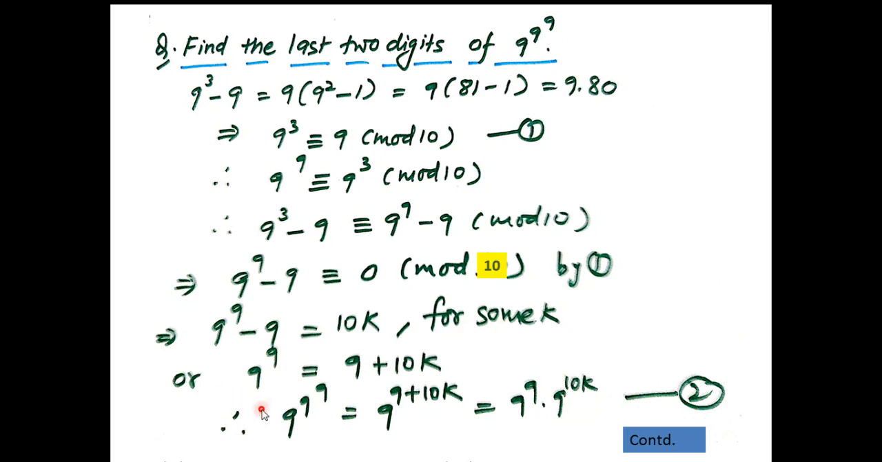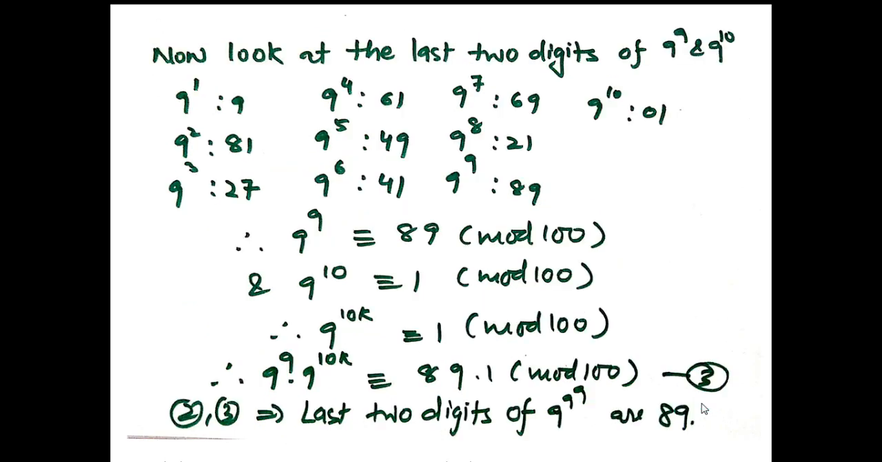Or we can say 9 to the power 9 equals 9 plus 10k. Again taking the power 9, 9 to the power 9 to the power 9 is equal to 9 to the power 9 plus 10k, because 9 to the power 9 is 9 plus 10k. So this is equal to 9 to the power 9 into 9 to the power 10k. Let us fix this as equation number 2.